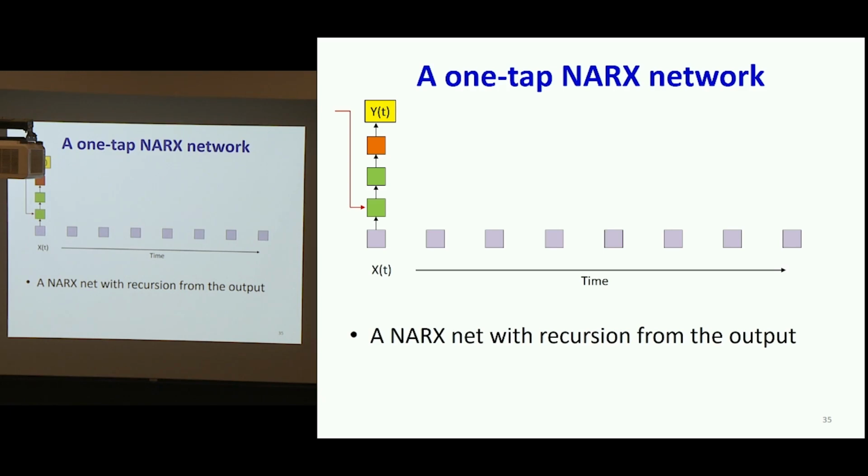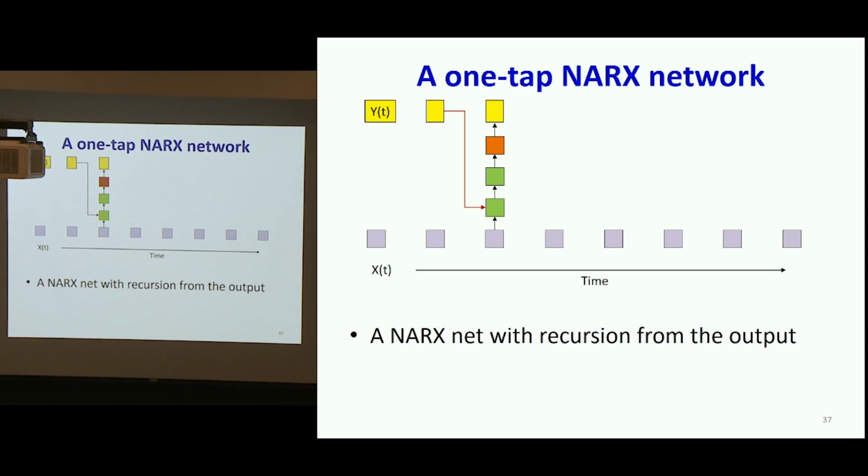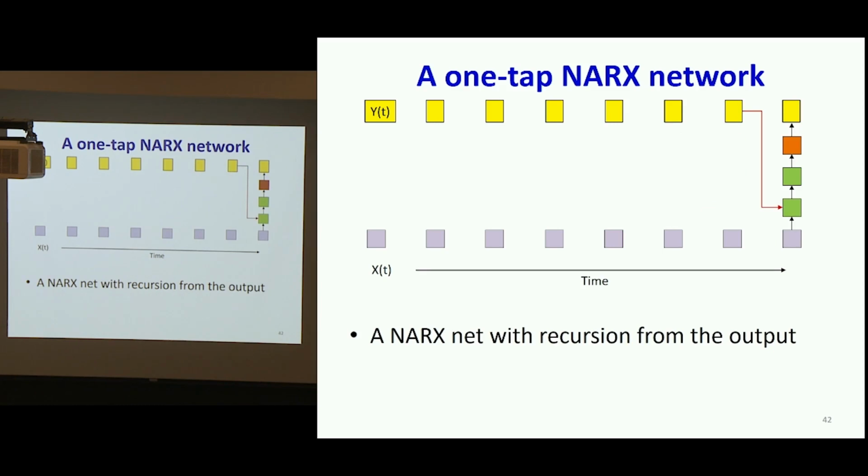If you have a NARX network with recursion from the output, at time t, you're going to produce some output yt. And then at the next time, the next input and this yt are both fed into the network, and it produces the next output. Then at the next time, this output and the input here produce the next output, and so on. This goes all the way to the end of time, right? And you can see how a single input influences every single output.